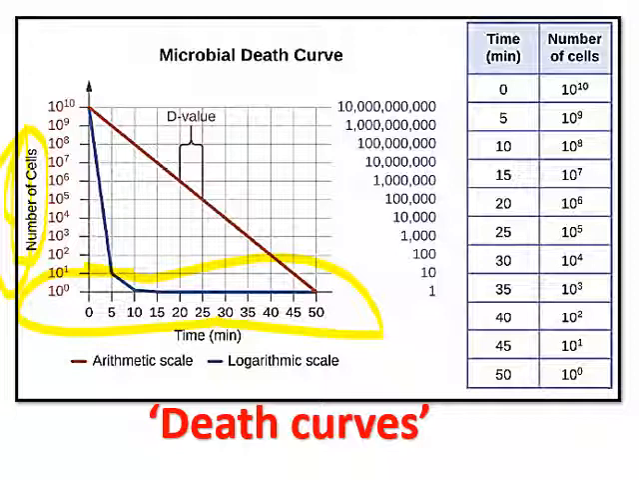So let me ask you a question. If you were trying to determine what the D value is at 120 degrees for Staphylococcus aureus, which of those methods would you use to count how many cells you have? Think about that for a minute and be prepared to justify your answer.